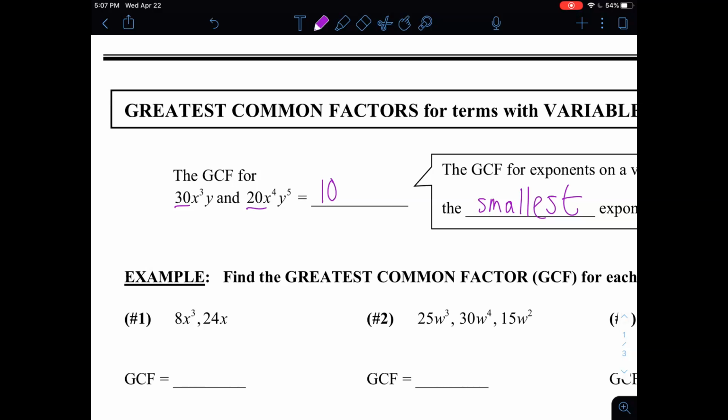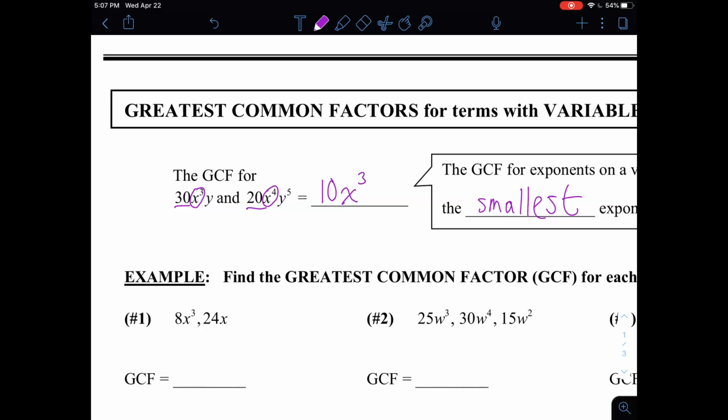Now, this gets a little bit trickier here. So now we have x to the third and x to the fourth. Now, which exponent is smaller, 3 or 4? Hopefully you said 3 and you know what numbers are bigger and smaller. If you're not, I'm a little worried about you. It's going to be x to the third that is our GCF.